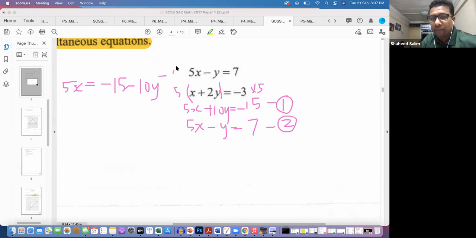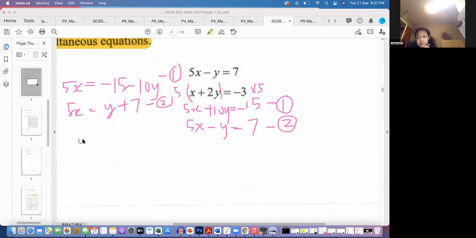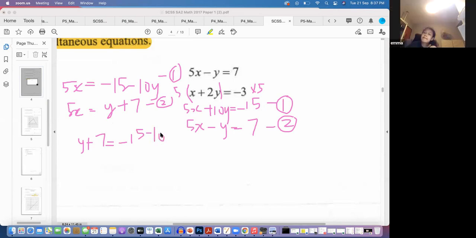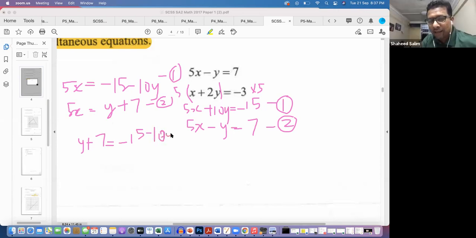Then you let this be 1. And then for number 2, you put 5x equals, and you bring the y over that side. So y plus 7. And then you let y plus 7 equal to that. Remember last time you used to do this? I remember your style. You did something like that. You can also do this method, no problem. This is like a substitution method. Whichever method you want, you're free to choose.